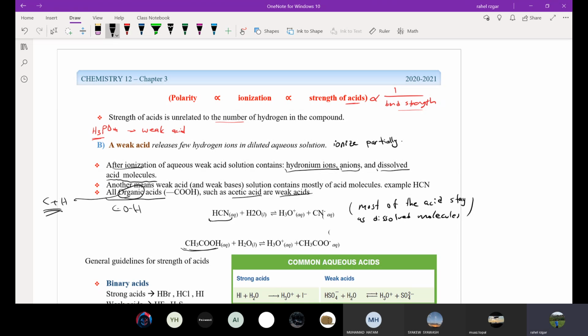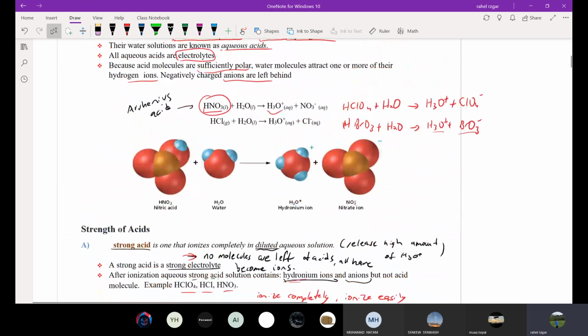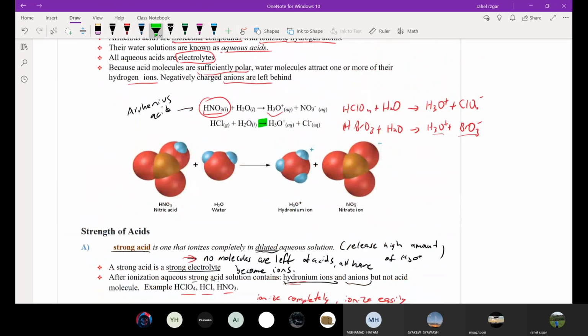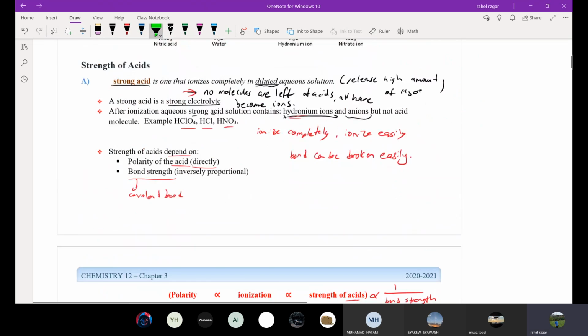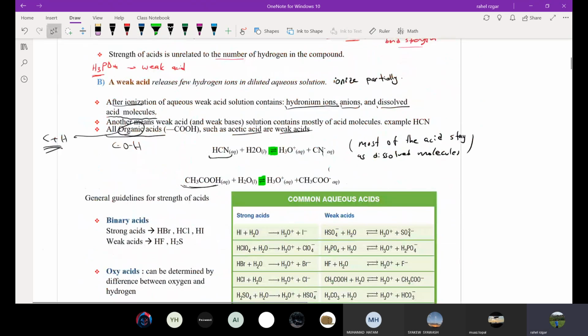Then how can we distinguish between weak acid and strong acid? And by the way, look at the arrow. Strong acid is one direction. It's irreversible. But weak acids, just like weak electrolytes, they are reversible. Why? Because not all of the molecules can become ions.